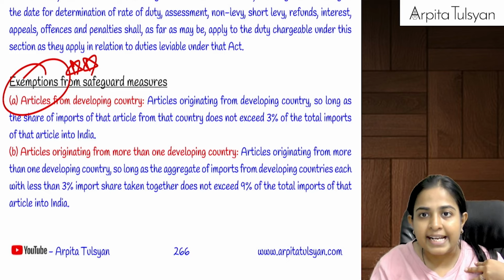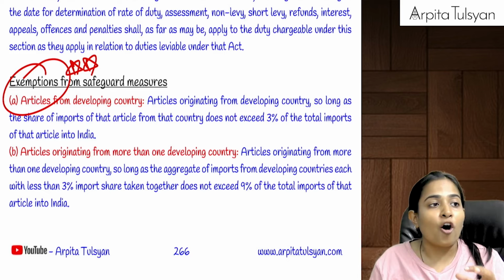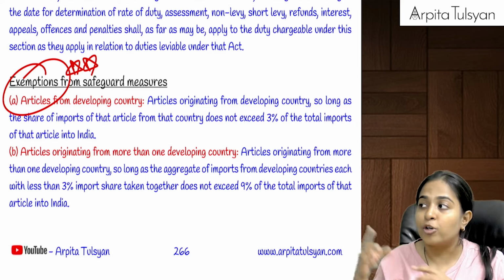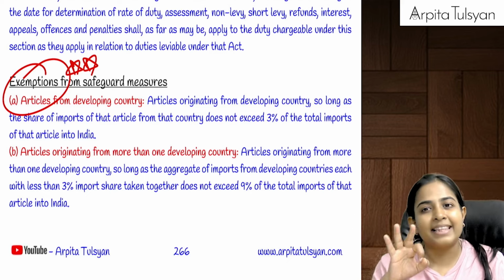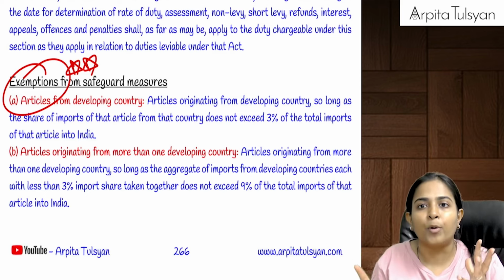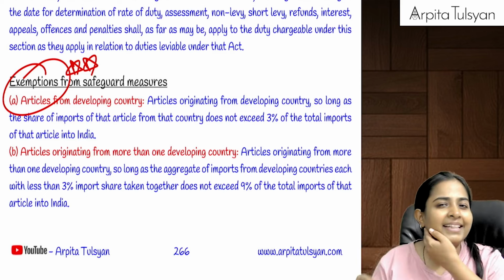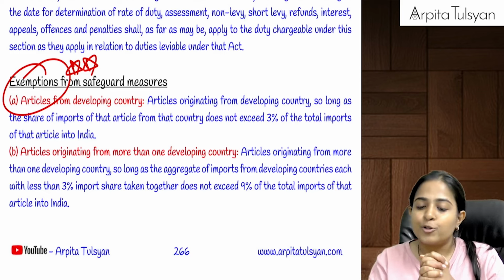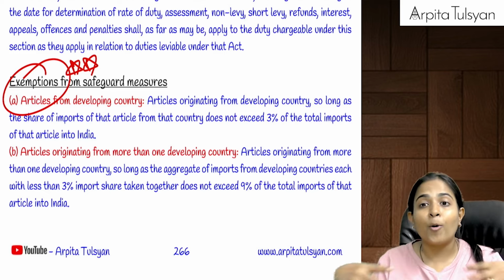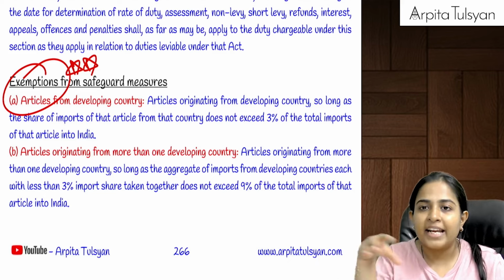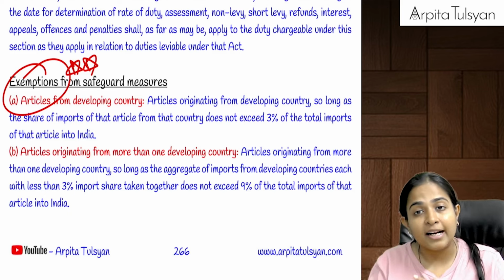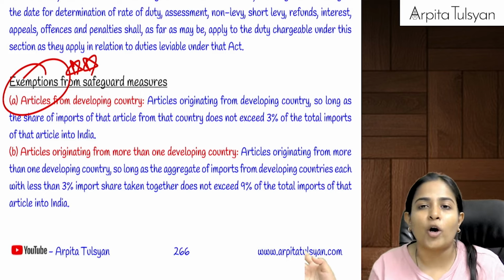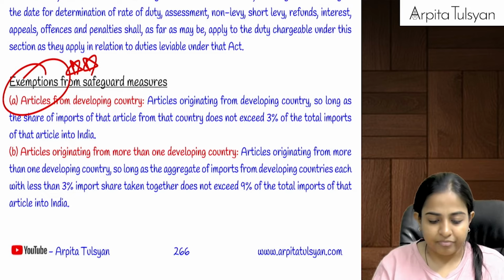Now, if India is importing a particular article from a developing nation, not a developed or underdeveloped one, and the share of imports from such a developing nation does not exceed 3% of the total imports of that article in our country, it is very negligible. So it should not affect India's domestic market because the share is hardly 3%, and safeguard duty should not be levied. But if you are importing from multiple developing nations, each developing nation's share does not exceed 3%, and all of them taken together also do not exceed 9%, we do not have any problem. They are saying this is still very less. Are you clear with this?